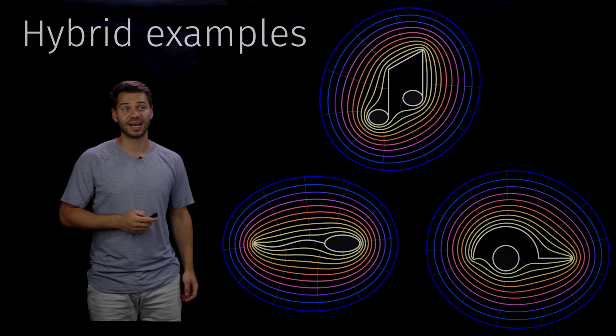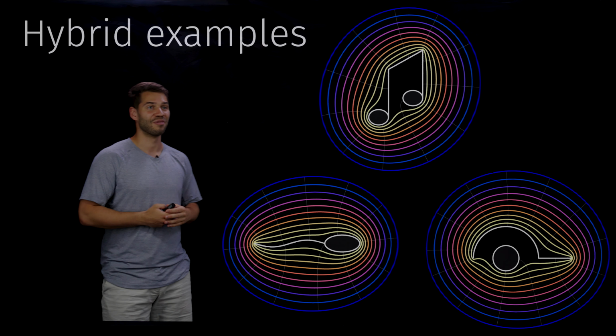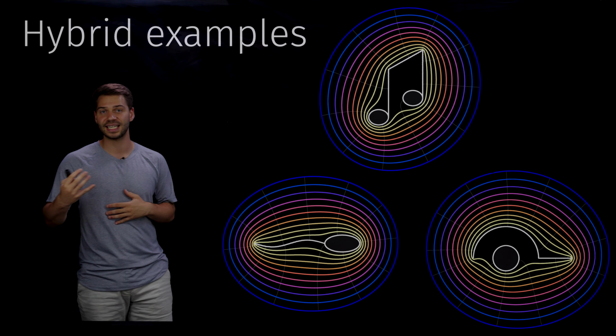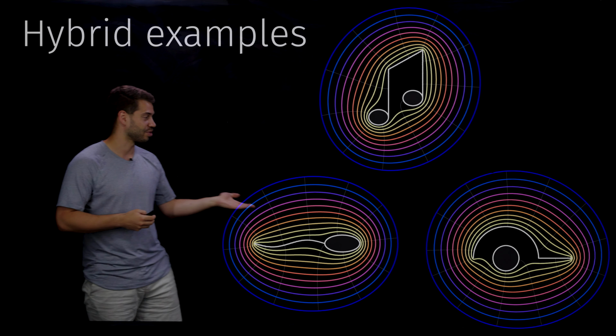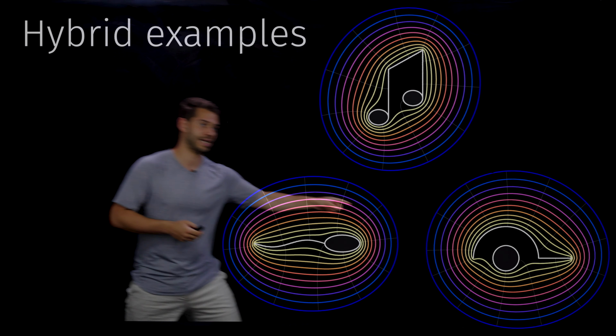And then to finish off, there are some hybrid examples here where we have a mixture of domains with interior, domains without interior, and also disconnected domains down here.